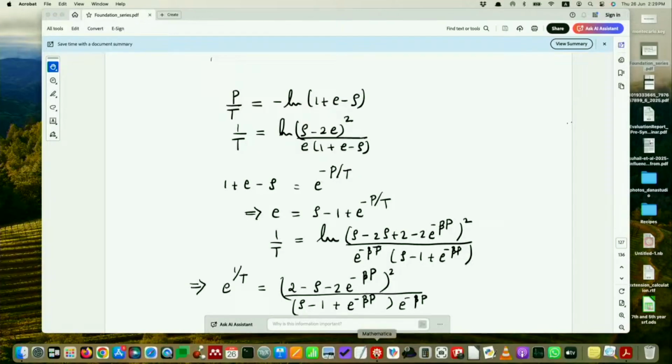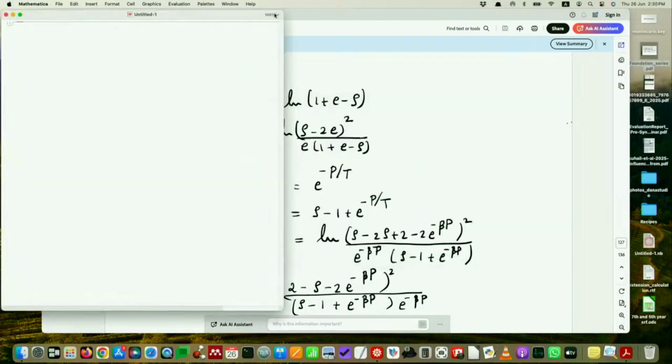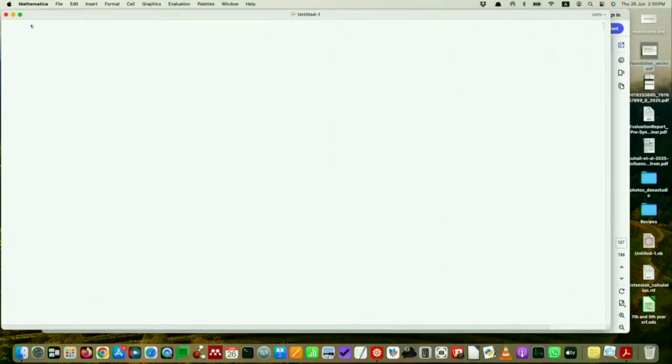You don't have to know Mathematica, but how many of you have used Mathematica before? Some of you have used. But anyway, the expressions are quite simple. Let me open a new document and make it 125%. So we are going to solve for E. If I type something, can you see? Too small. Okay, so 300%. That's visible?